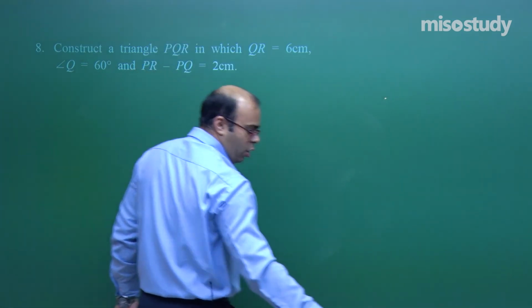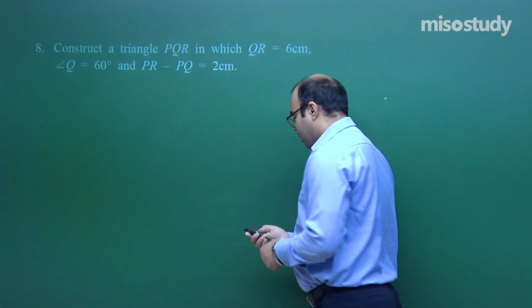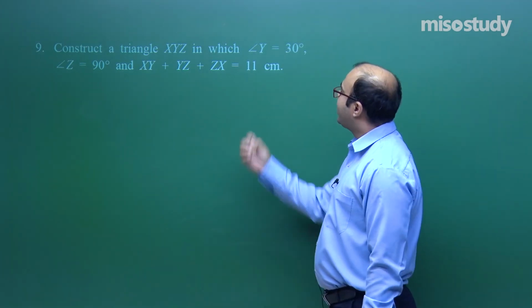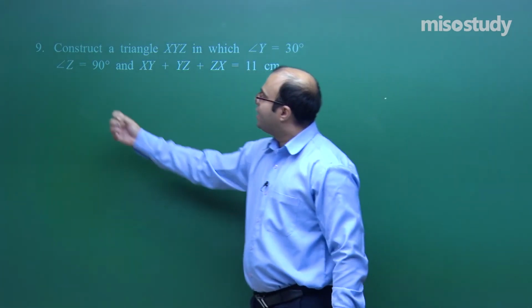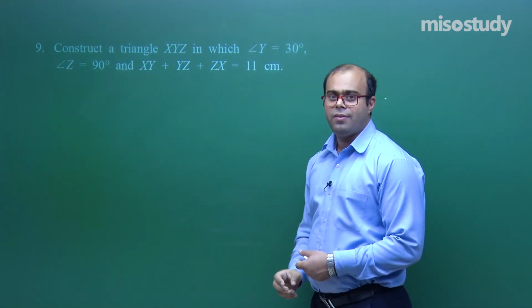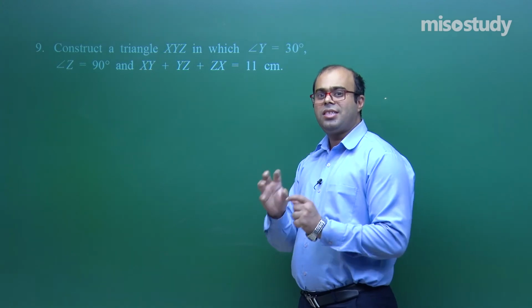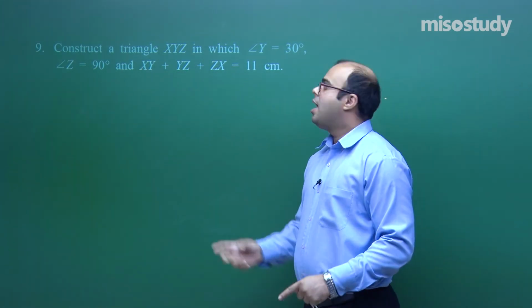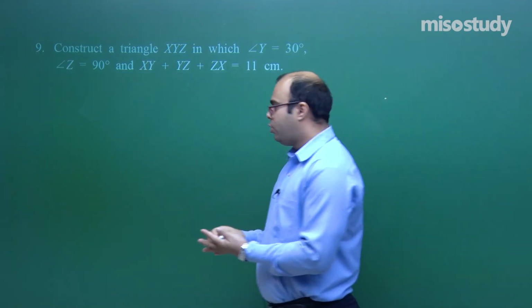These all questions of 4 marks are of making a triangle. Ninth question is also: construct a triangle XYZ in which angle Y is 30 degrees, angle Z is 90 degrees, and XY plus YZ plus ZX is equal to 11 centimeter. So if you remember, this is the given perimeter of the triangle and the two base angles. So what do we do here?